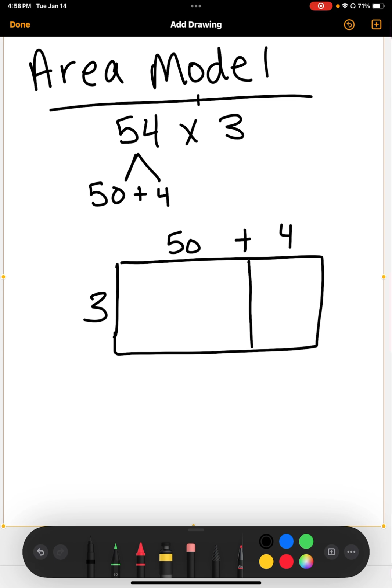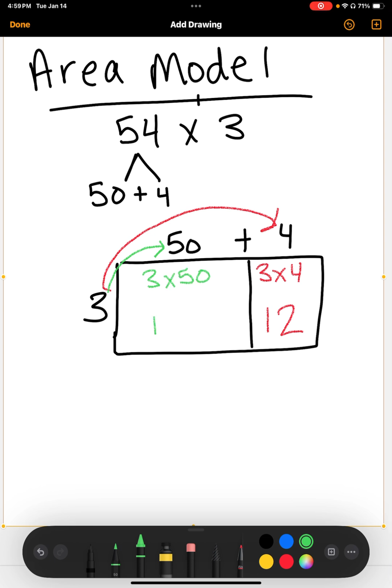From there, we're going to start by multiplying the numbers across the top by the number on the side. So we're going to have 3 times 4 first. Let's see if I can draw that. 3 times 4 is 12. The next thing we're going to multiply is 3 times 50. 3 times 50 is 150.